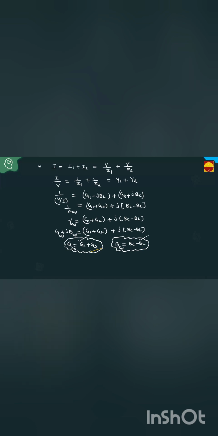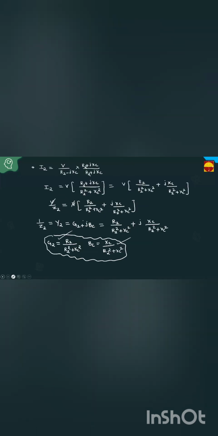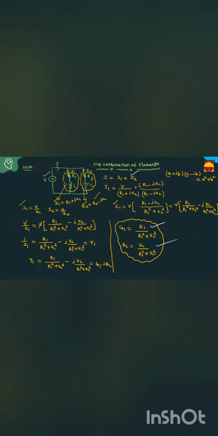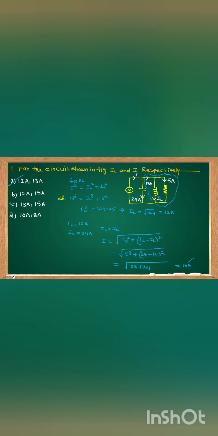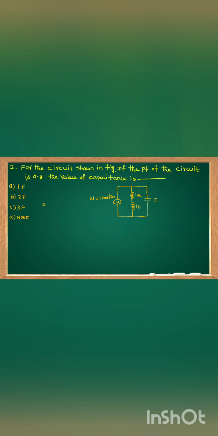This is RL series, RC series, and the total combination is parallel. But here R2 is missing, so you take that as 0. The fundamental formula for power factor in a parallel combination: instead of resistance, you take the conductance.